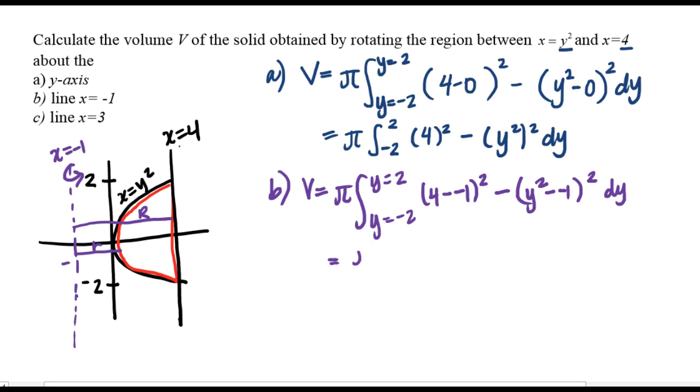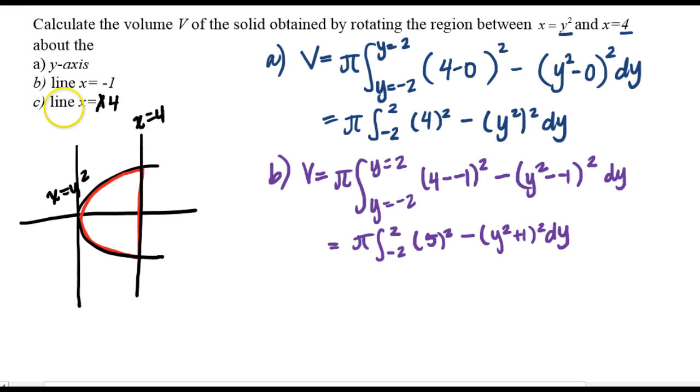If we wanted to simplify this a bit, it's pi times the integral from -2 to 2 of 5 squared, since 4 minus -1 is 4 plus 1, so 5, and then minus y squared plus 1, squared, dy. So this is the integral needed to find the volume of the solid rotated around x equals -1.